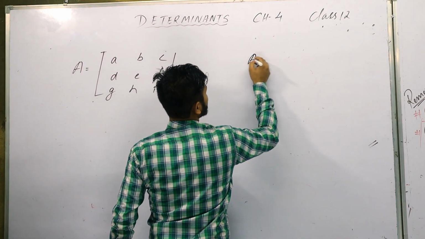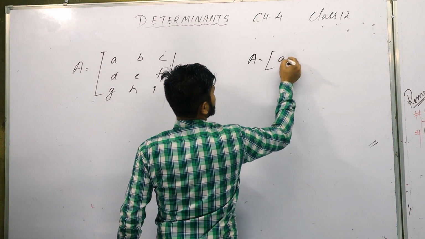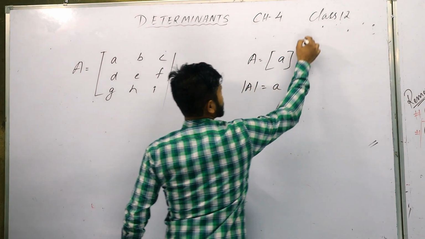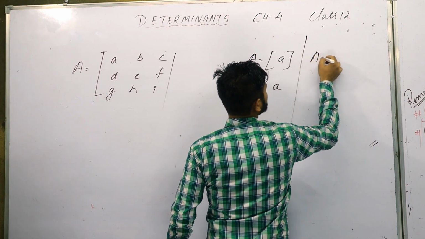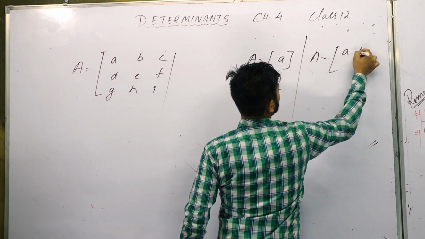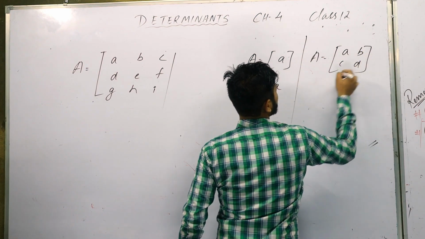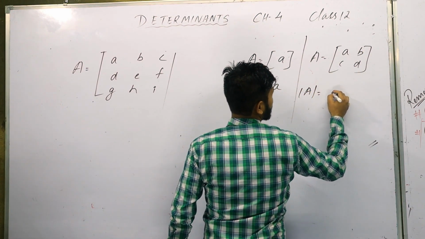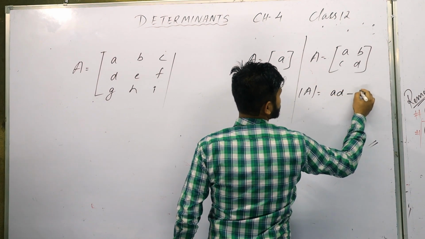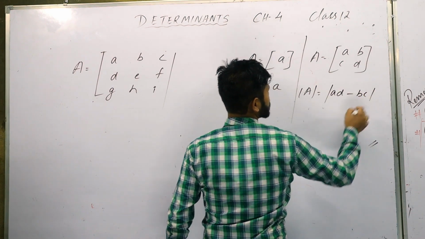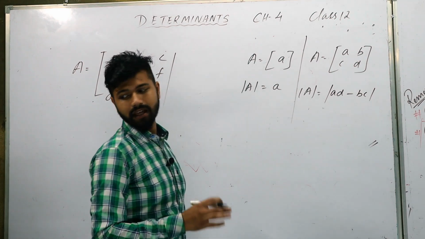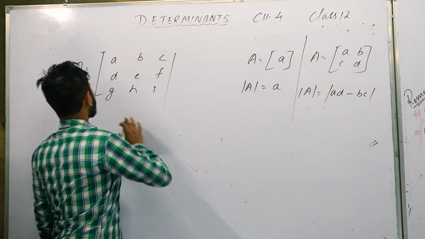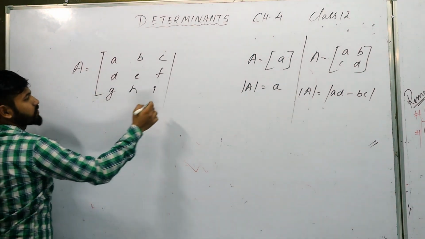Suppose if A is one element, then the determinant of A will be A only. Now next case, if A is 2 cross 2, with elements A, B, C, D, then the determinant of A will be AD minus BC. This will be the ultimate value. Clear? Now let us find the determinant of this 3 cross 3 order.